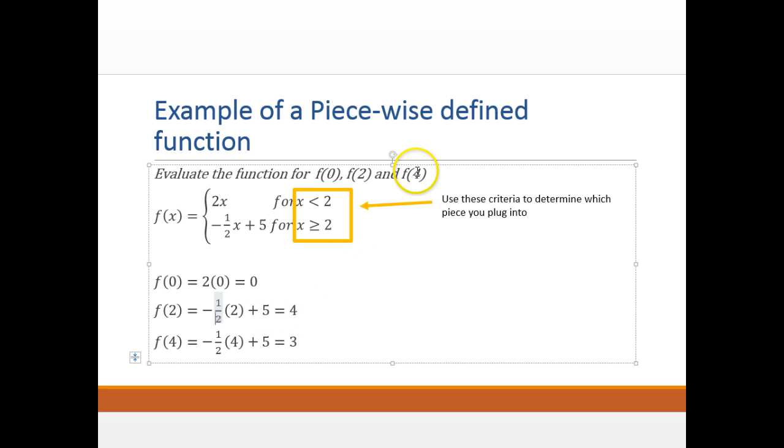Similarly, when I plug in 4, I can't plug in the top piece because the top piece is defined for x less than 2, and clearly 4 is not less than 2. So I plug it into the bottom piece, and we get negative 1 half times 4 plus 5, which is 3. Be careful when you are actually evaluating these. This is easy to get confused, but you should have no problem as you get practice on it.